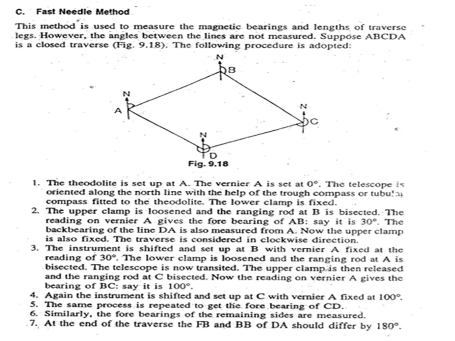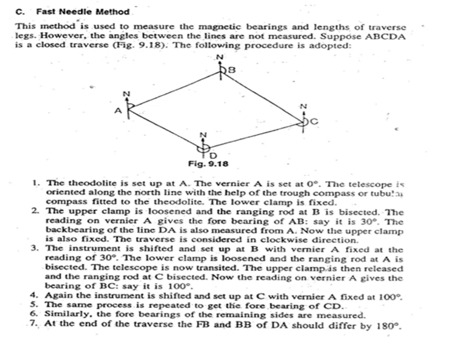The upper clamp is loosened and the ranging rod at B is bisected. The reading on vernier A gives the fore bearing of AB. Say it is 30 degree. Then the back bearing of line DA is also measured from A. Now the upper clamp is also fixed. The traverse is considered in a clockwise direction.